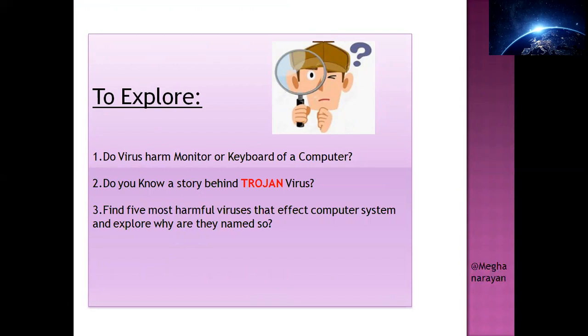Second one is, do you know a story about the Trojan virus? We had already discussed this in some of the last slides. There was a type of virus, the Trojan virus, and I had told you that there was a story. You are supposed to find out that story on Google. Third and last one is find 5 most harmful viruses that may affect your computer system and explore why they are named so. You will write 5 names of different types of harmful viruses, and at the same time you will write why they got such names.